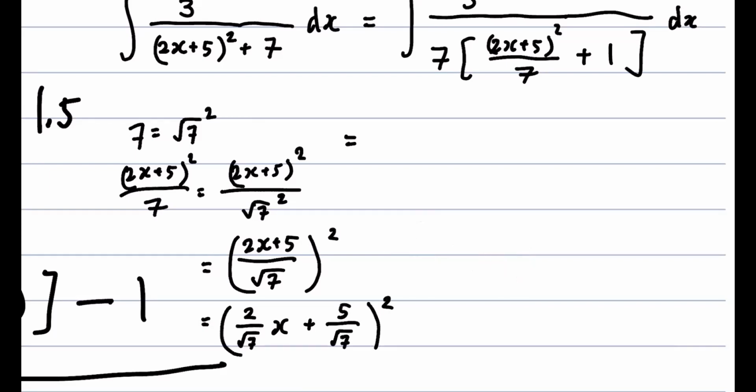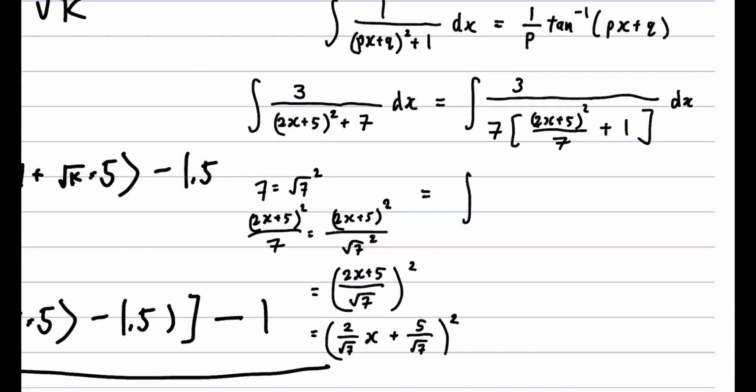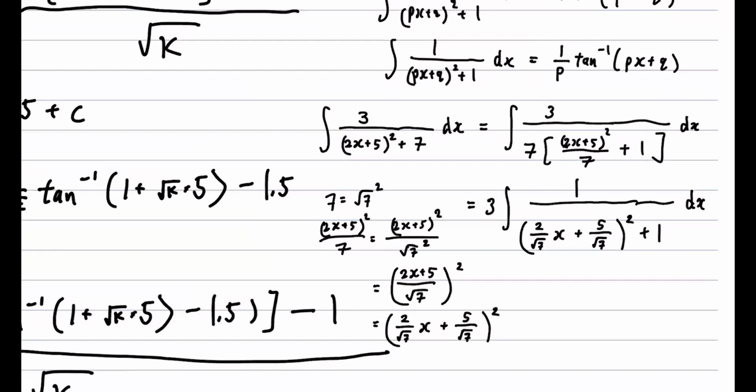Okay, let me just delete this. Okay, good. So now I can integrate. I'll just factor out the 3. 1 over, I'll copy and paste this, square plus 1 dx. Correct? Okay, then I can use the formula.